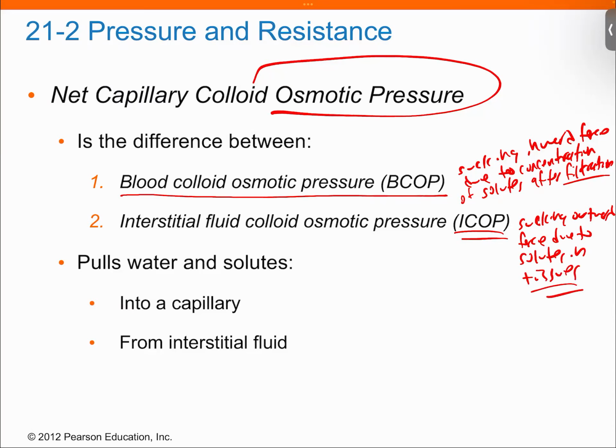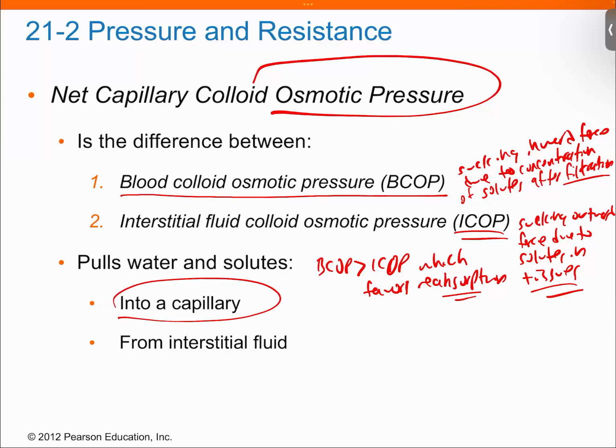But generally speaking, normally BCOP is greater than ICOP, which favors reabsorption. So generally speaking, the overall force is an inward force. So it's wired to go into the capillaries from the interstitial fluids because BCOP is greater than ICOP. That is, the forces sucking water in are stronger than the forces wanting to suck water out. That makes sense? So those are the two nets. So then your net colloid osmotic pressure would be your BCOP minus your ICOP.